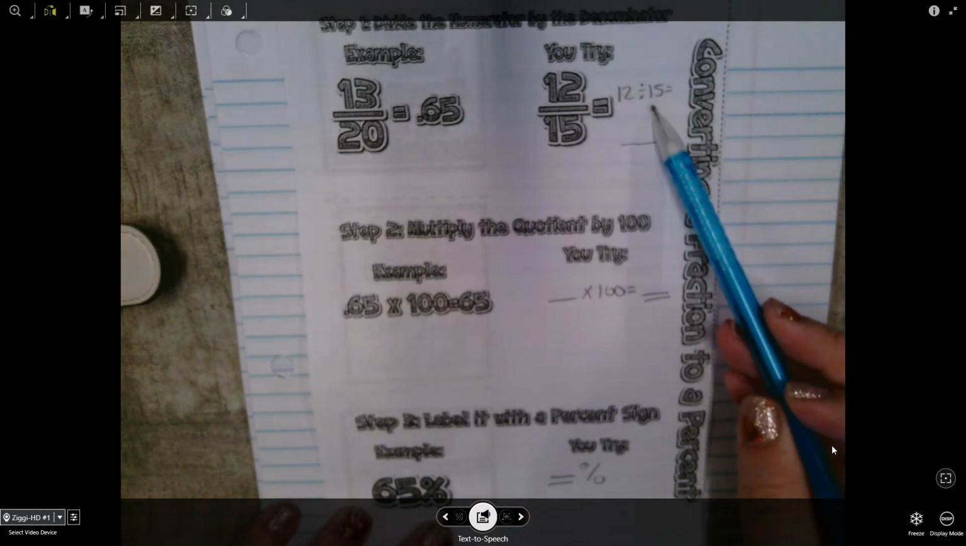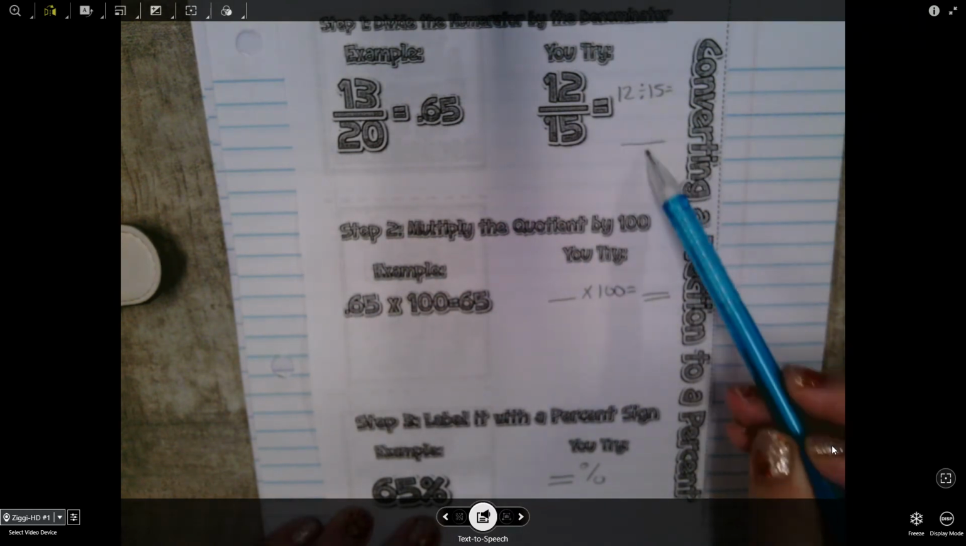Okay, so do 12 divided by 15 in your calculator. Get your answer. Move this answer here. Multiply it by 100 and get your second answer. Move that answer here and add your percent sign at the end. Okay, I hope that's helpful on the notes section or the first page in your packet for this week.